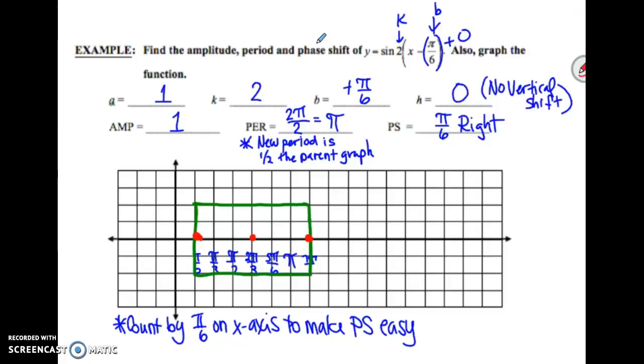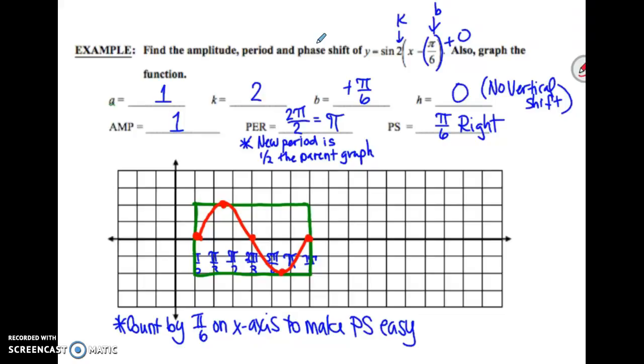The first half of the graph is going to be up at the maximum amplitude there in the center of the first half, and then down at the maximum amplitude at the center of the second half. So now I can go ahead and just plot my sine curve right there. And there is my graph.